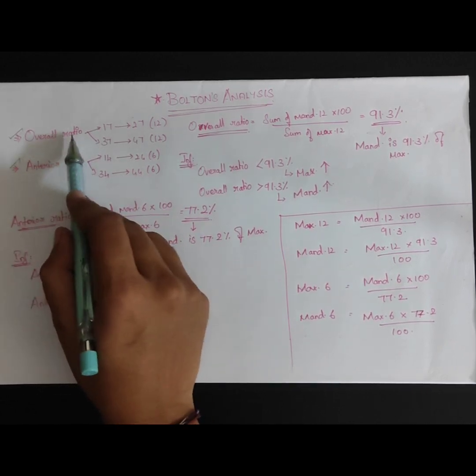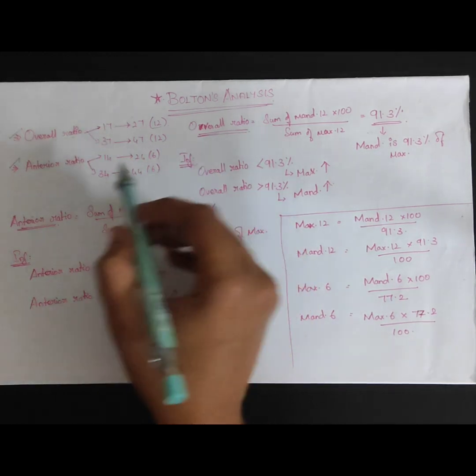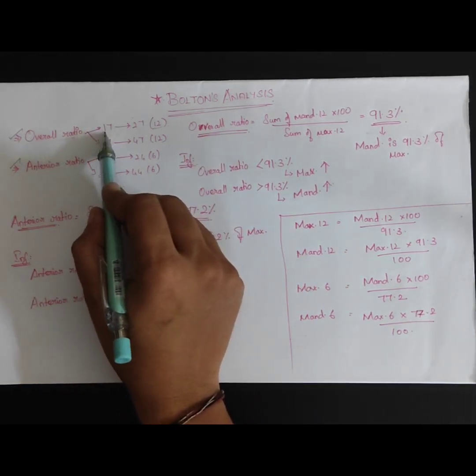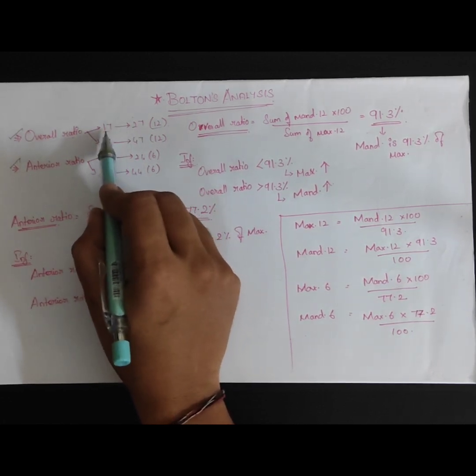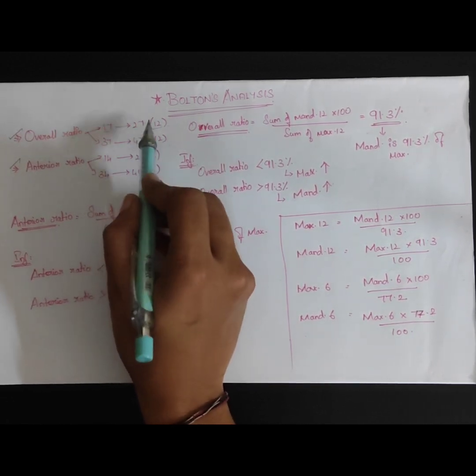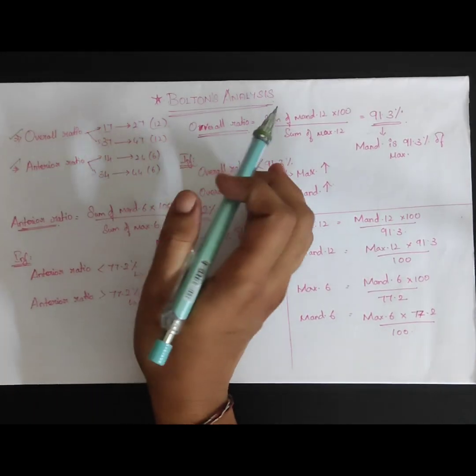For overall ratio, he has taken 12 teeth on maxilla and mandible, which is the tooth mesial to the second permanent molar on each side. So it is 17-27 on the maxilla and 37-47 on the mandible. So 12 on each arch.